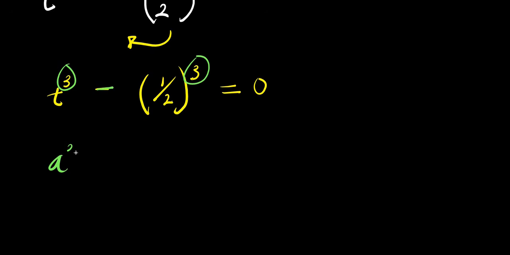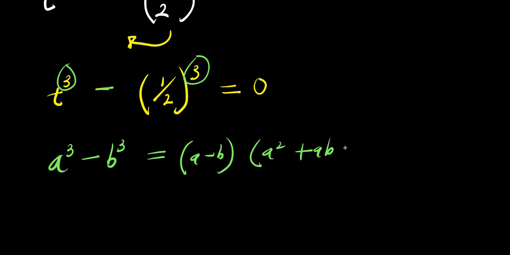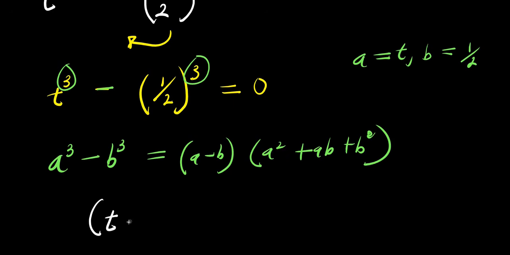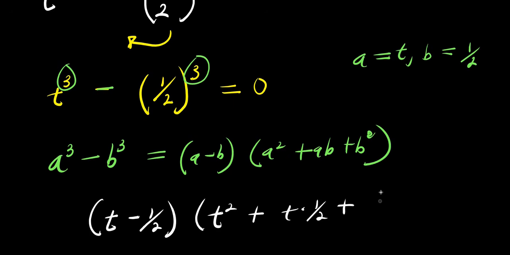So if you have a power 3 minus b power 3, this equals a minus b times a squared plus ab plus b power 2. And in this case, a equals t and b equals 1 over 2. We can insert it right here. We are going to have t minus 1 over 2, that's a minus b, times t power 2 plus ab, t times 1 over 2, plus b squared, 1 over 2 to the power of 2, this equals 0.